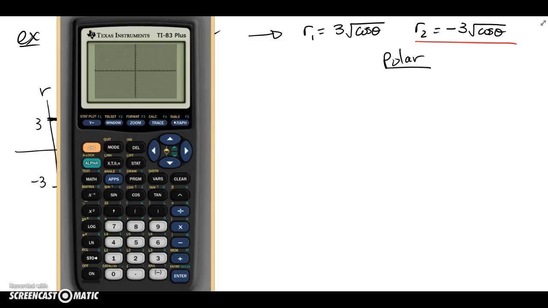Don't see anything, my window must be off. Yes, so let's go from 0 to 2 pi. And my window is from -10 to 10 for the x and y values. So it looks like, let's zoom in, looks like a bow tie. And it looks like it goes up to 1, I guess. 1 and -1 if I'm just looking at my TI.